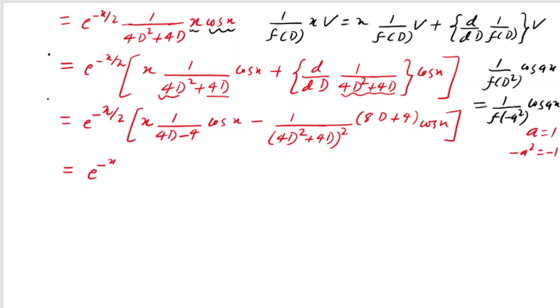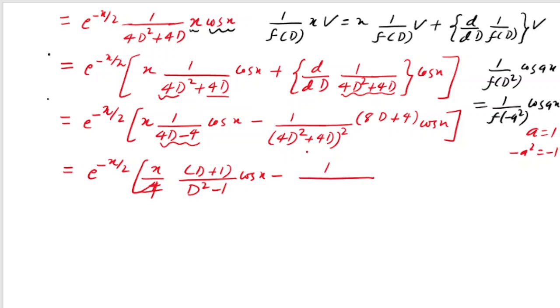E to the power minus x by 2, and as you can see that here 4 is a constant, so I can write x by 4, and I will get D minus 1 here, right? So to make it D square, I need to multiply by D plus 1, and this will become D square minus 1. I hope you got this. 4 I already have common, so I am left with D minus 1, so I multiplied by D plus 1, and D plus 1 and D minus 1 will become D square minus 1.